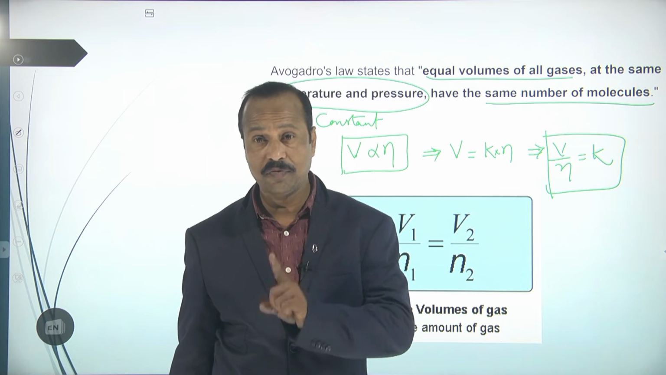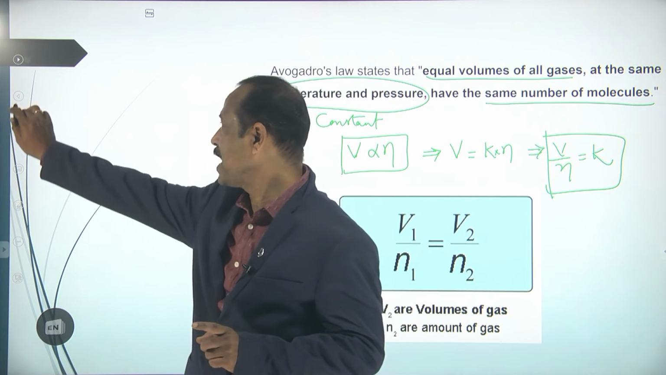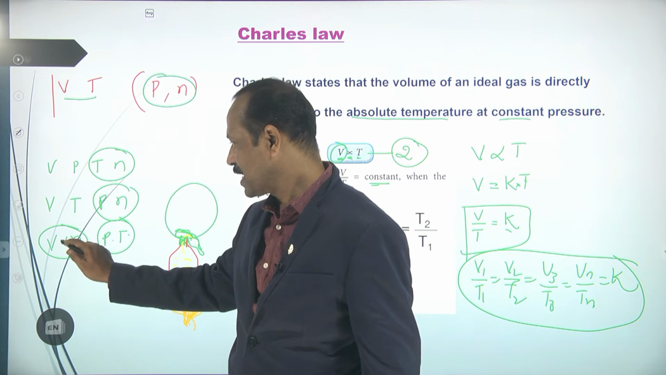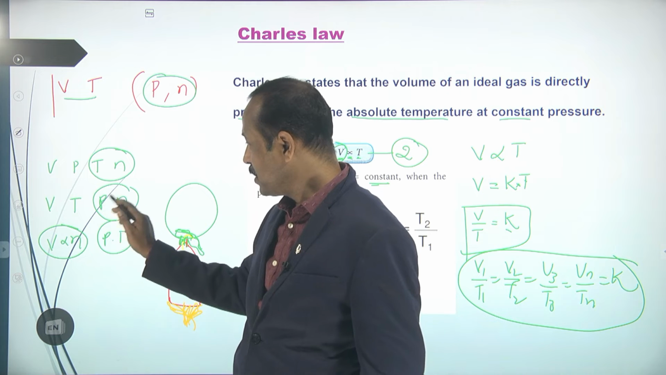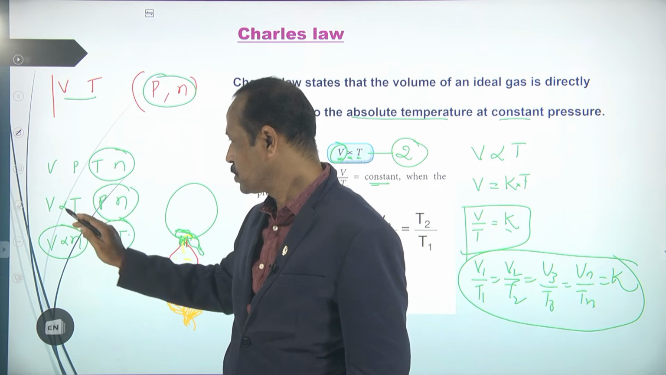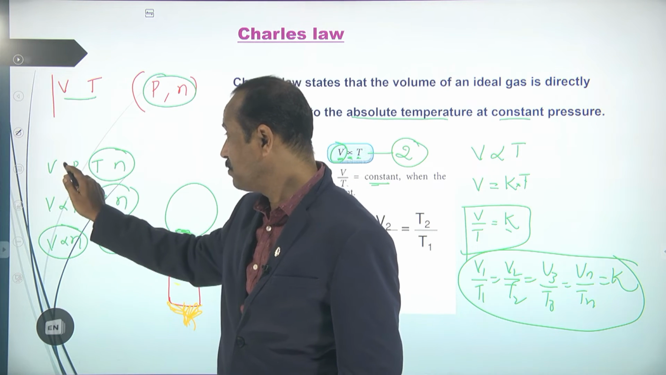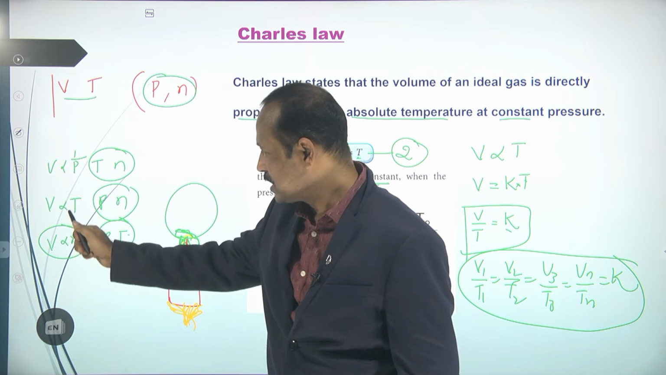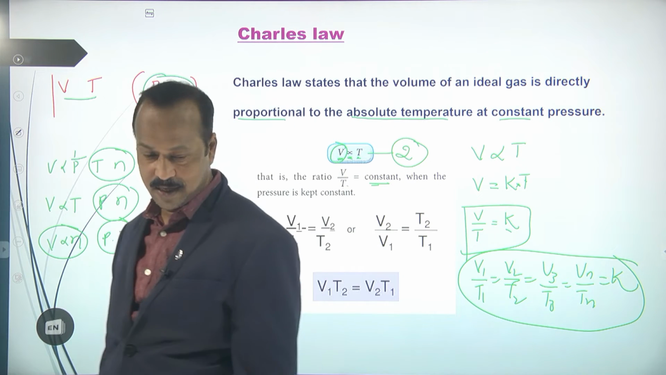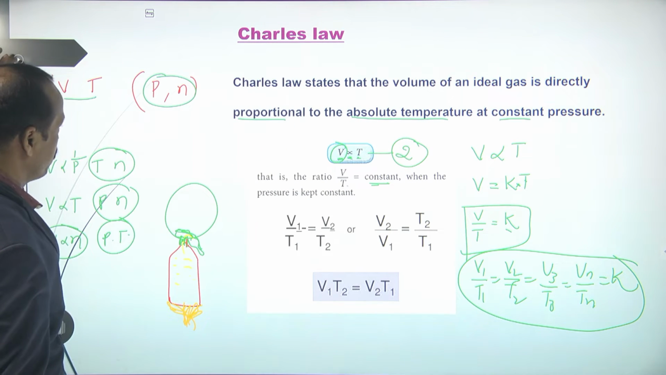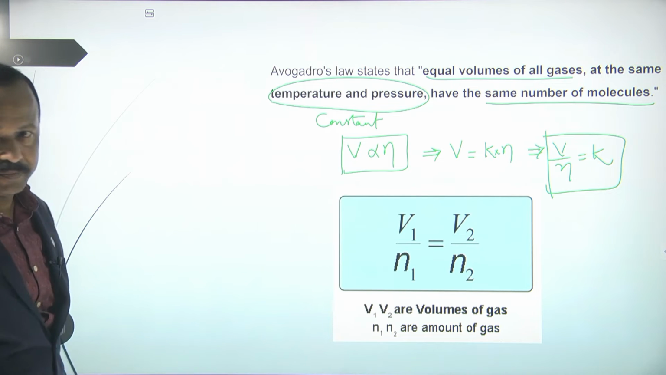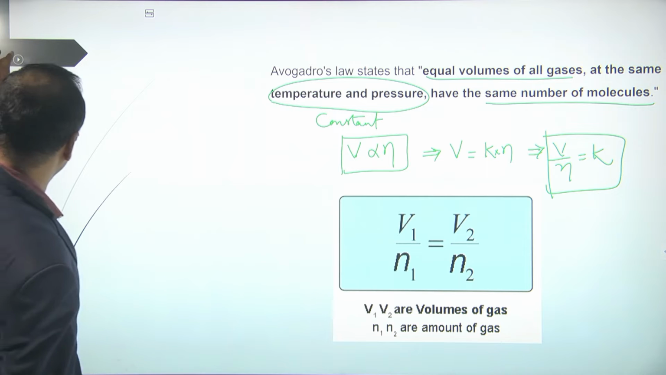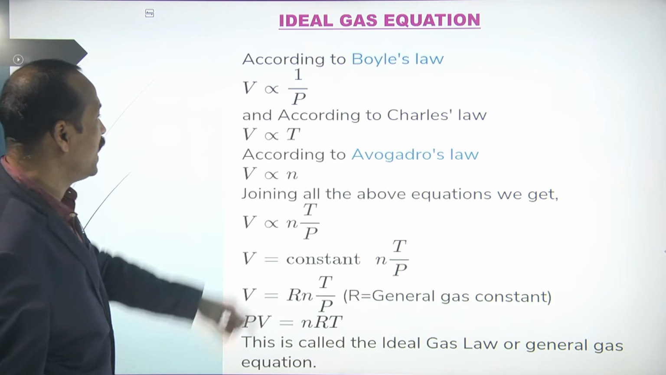Under similar conditions of temperature and pressure, means temperature and pressure should be kept constant. Then V is directly proportional to N. When the pressure and N are kept constant, then V is directly proportional to temperature. When T and N are kept constant, then V is inversely proportional to P, that is Boyle's law. So this is Boyle's law, this is Charles' law, this is Avogadro's law. Clear these three laws? Take the screenshot of this one, third law. Now by using these three laws, we are going to derive the ideal gas equation.